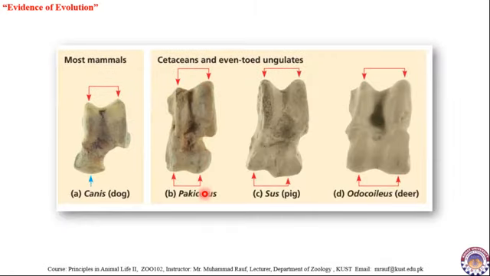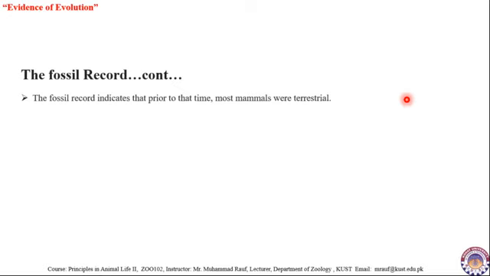So this is the ankle bone in mammals. This one is in cetaceans, and you can see its resemblance with the one in ungulates. The fossil record indicates that prior to that time, most mammals were terrestrial.